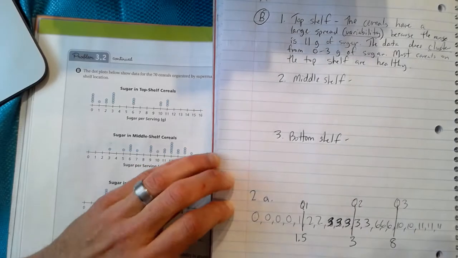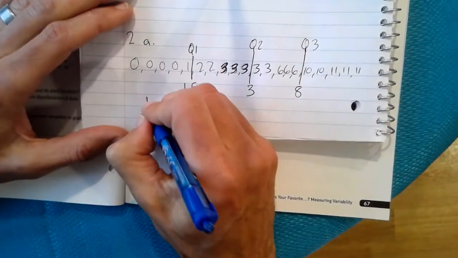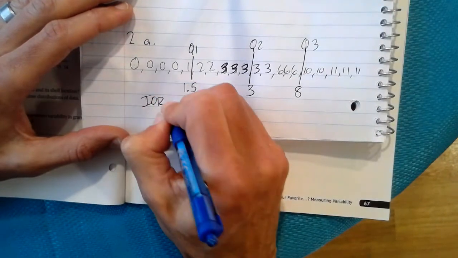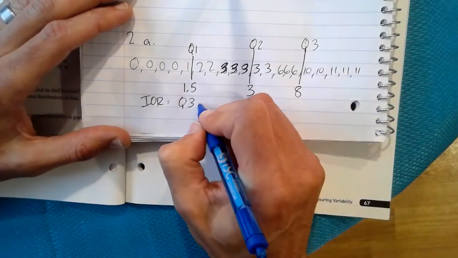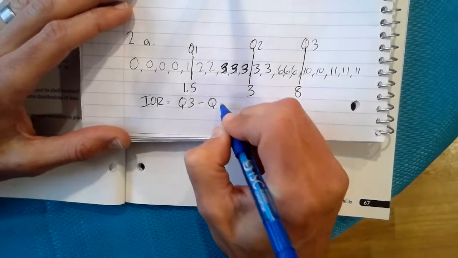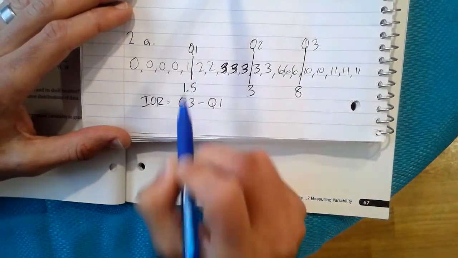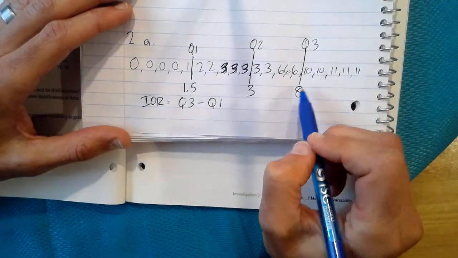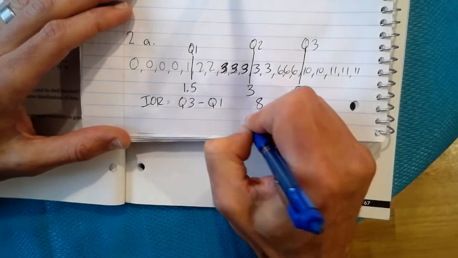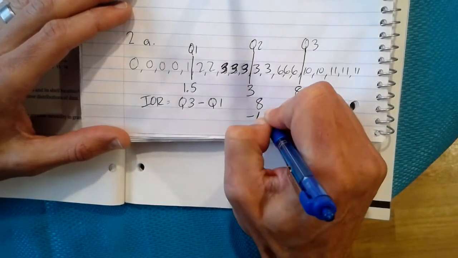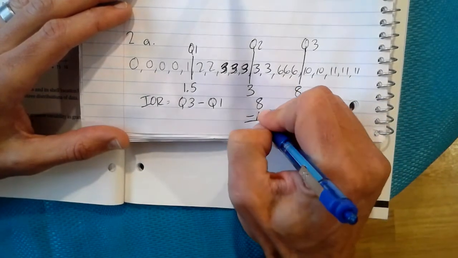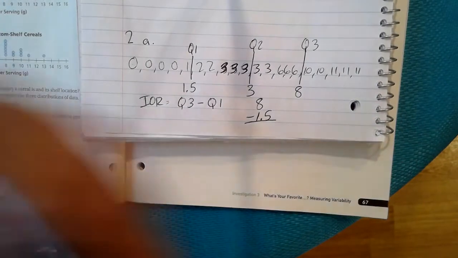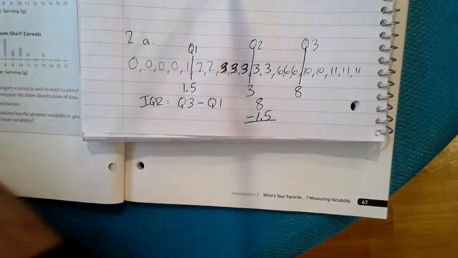So remember, let me move my camera. To find the IQR, I take the third quartile number and I subtract the lower quartile number, which is here. So I'm going to do 8 minus 1 5/10. Go ahead and do this math problem and see if you get the same interquartile range that I get.